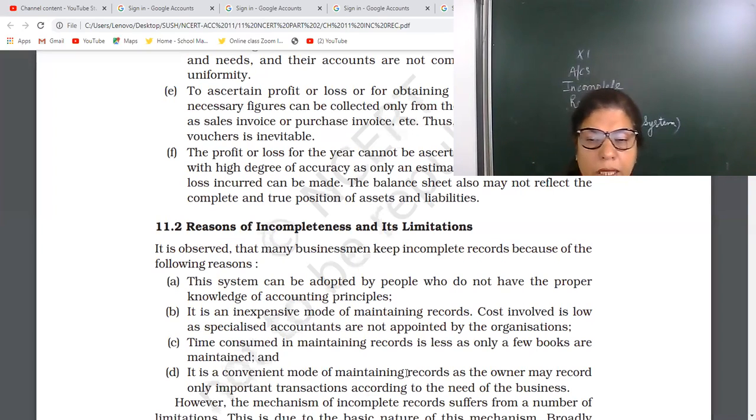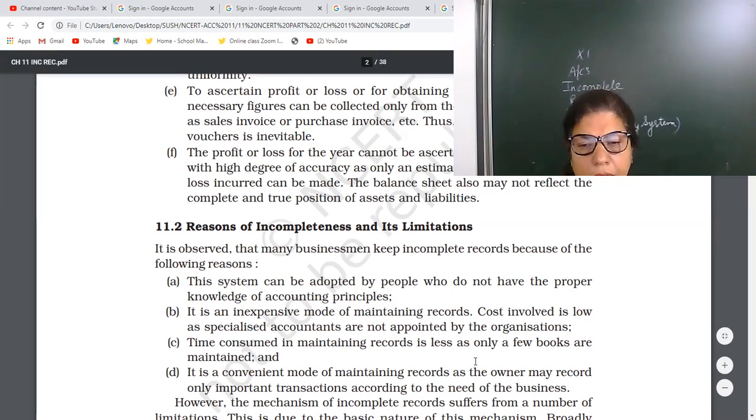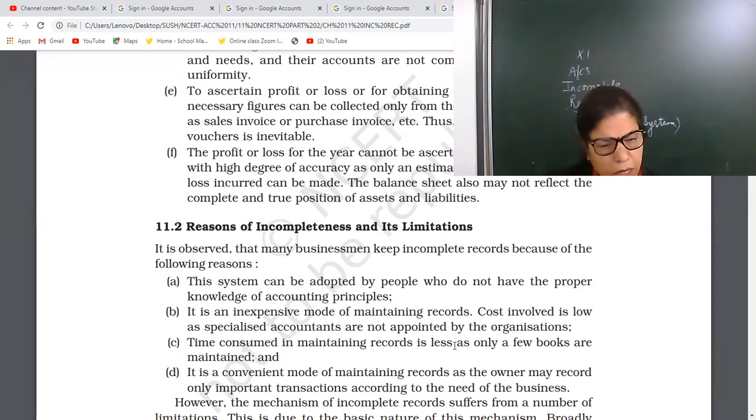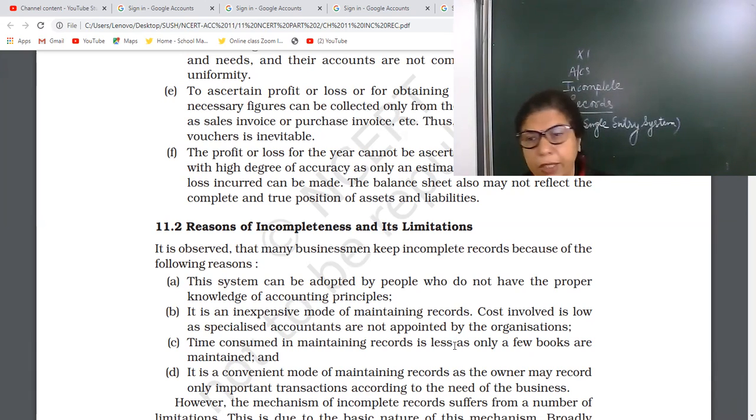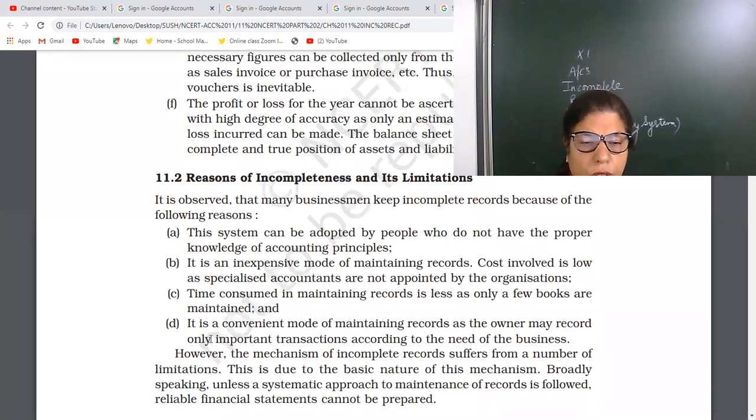Then time consuming is less. Maintaining record, time consuming is less because only few books are to be maintained. See, there is no need to maintain the whole records, no need to maintain all the accounts, no need to prepare the trading, P&L, balance sheet. Accuracy is not there and estimation is there, so there is less time consuming. And it is convenient for those who want to record only important transactions according to their need.